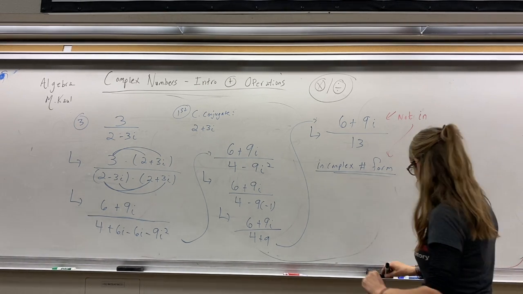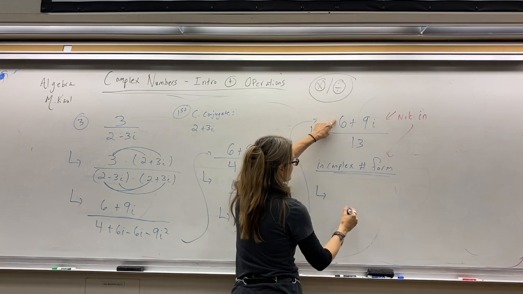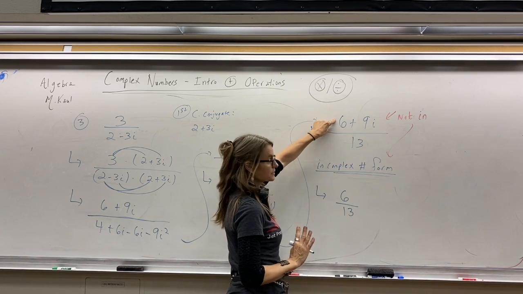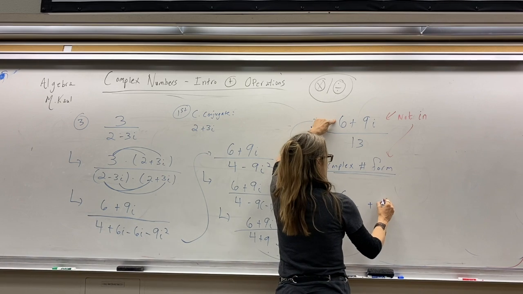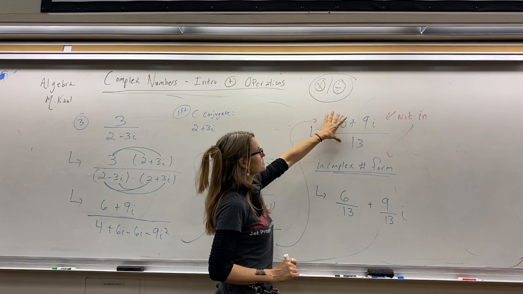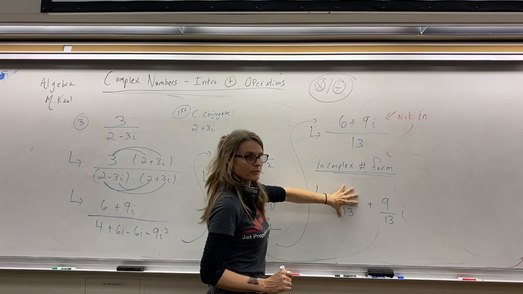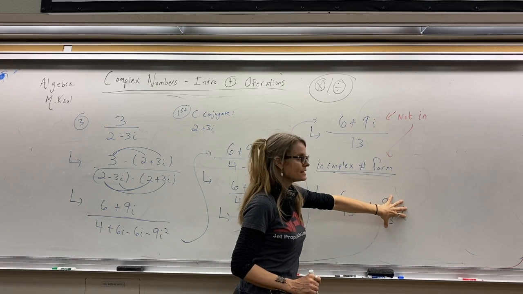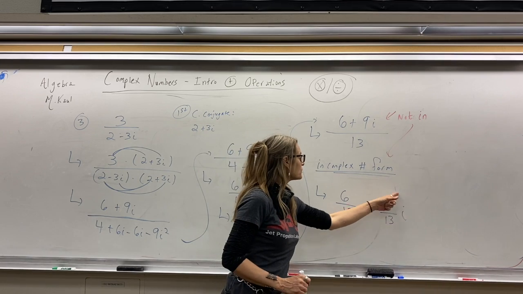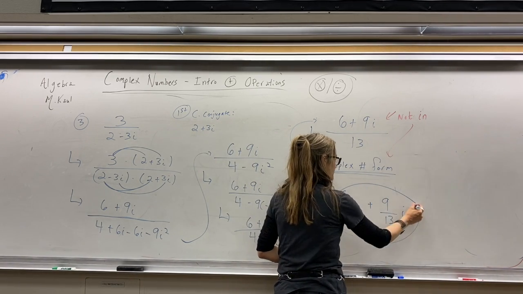So our final answer here will be, this is the same thing as 6 over 13, and I can see that simplified, reduced, that's great, plus 9 over 13 i. And I separate these, because these are two different fractions, into my a, my real number part, and bi, my imaginary part, all together, which makes my complex number form. And that would be your final answer.